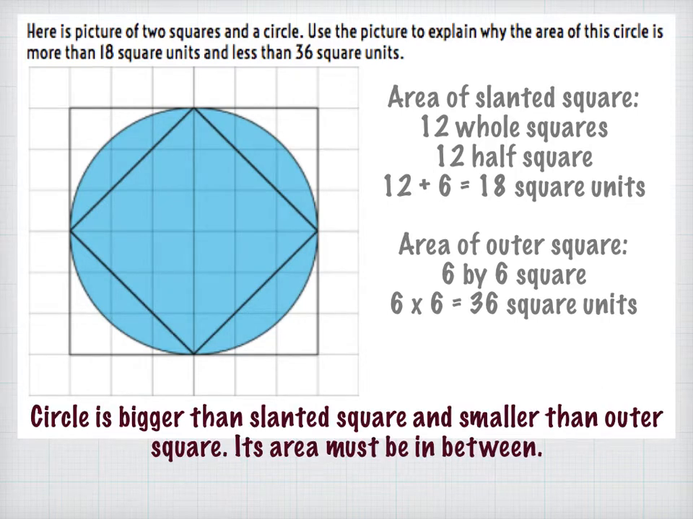I know that the circle is bigger than the slanted square because the slanted square is inside of it, and it's smaller than the outer square because it is inside of the outer square. That means its area must be in between the area of those 2 figures. It then has to be more than 18 square units, the slanted square, and less than 36 square units, the outer square. And that gives me an explanation of why the area of the circle is more than 18 square units and less than 36 square units.